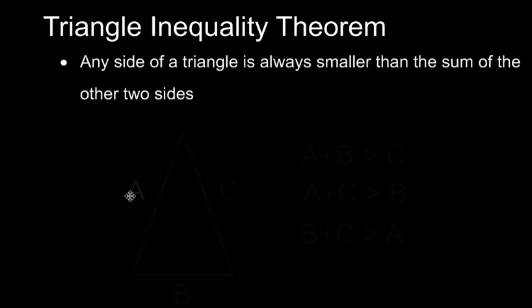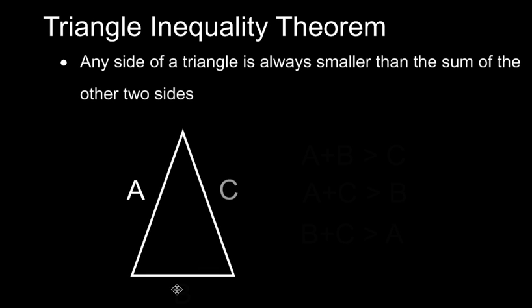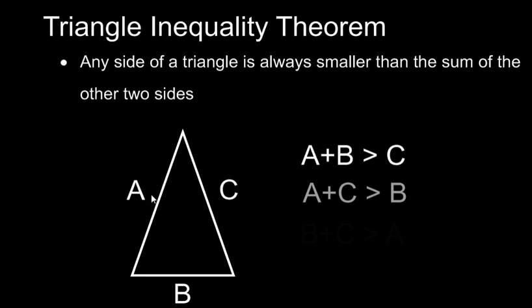Now that's a little wordy, but here's what that means. If I have a triangle, and we'll call this triangle A, B, and C, what that's saying is any side C is always smaller than the sum of the other two, A plus B. So A plus B has to be bigger than C. And the same has to be true for the other two sides. A plus C has to be bigger than B, and B plus C has to be bigger than A.